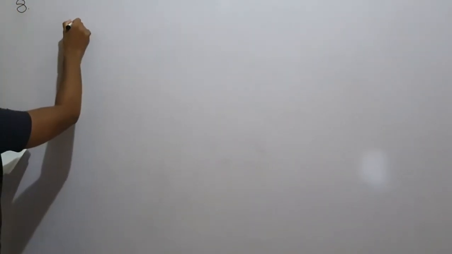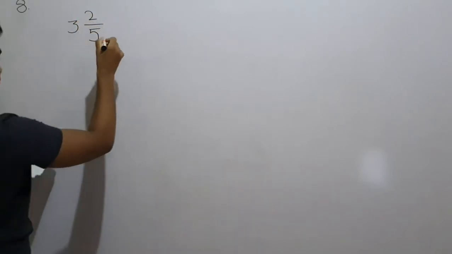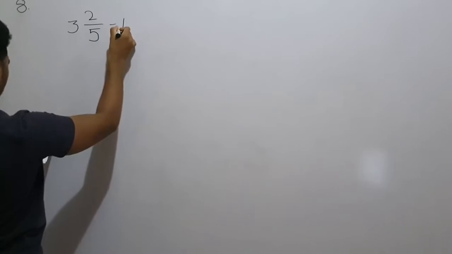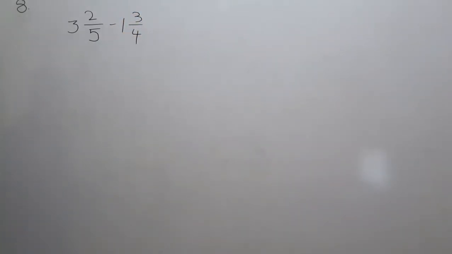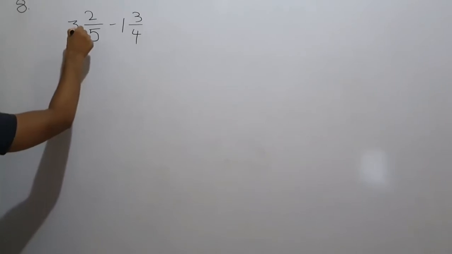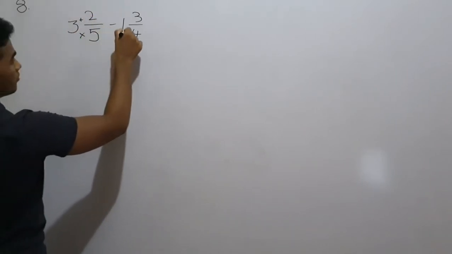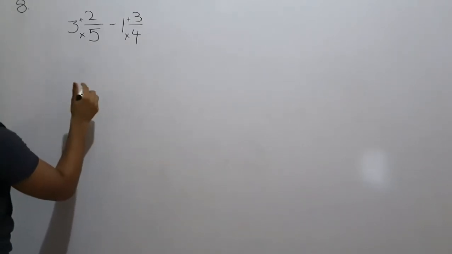So 8th question. Work out 3 2/5 minus 1 3/4. Give your answer as a fraction. Before simplifying this, we should convert them to improper fractions, using multiplication and plus.